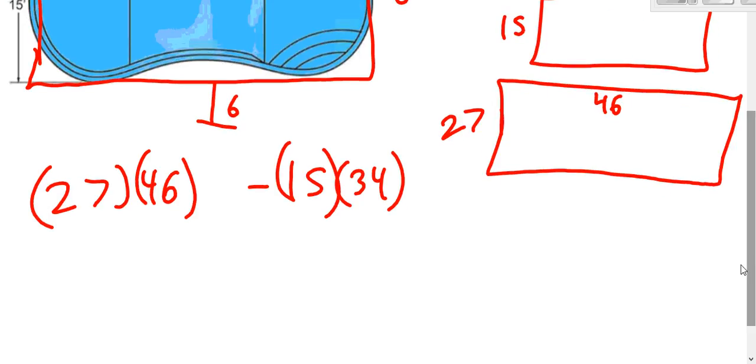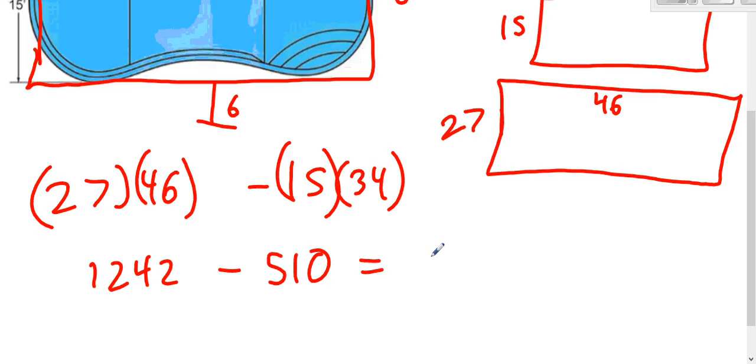So 27 times 46 is 1,242. 15 times 34 is 510. Subtract. And that means we have 732 square feet of concrete going around the pool, because we found the whole area minus the area of the water.